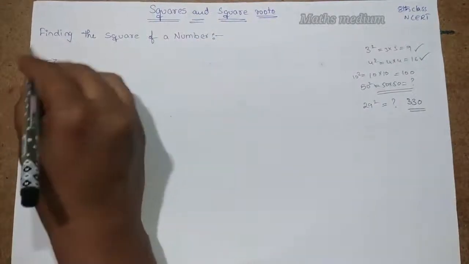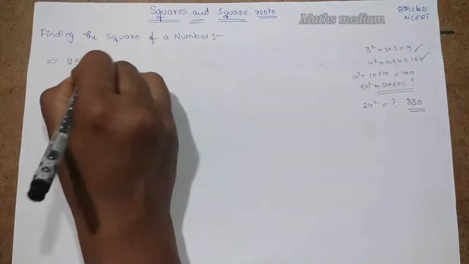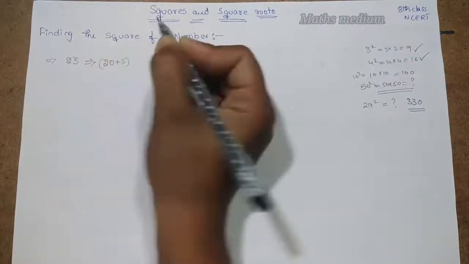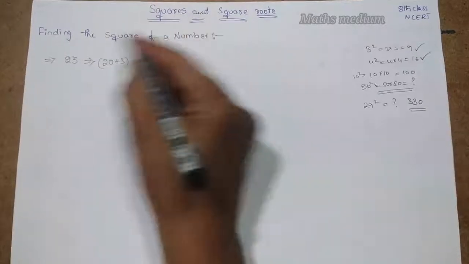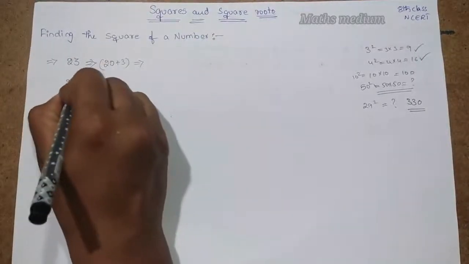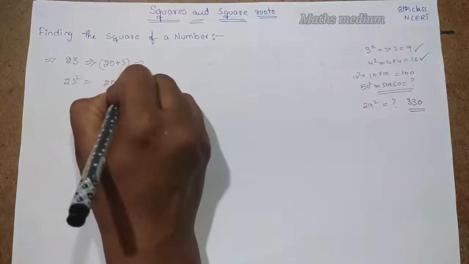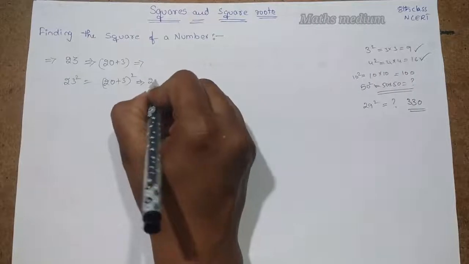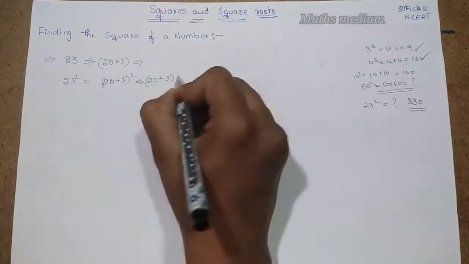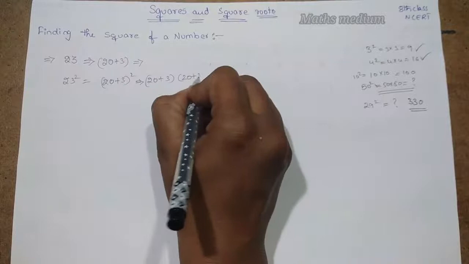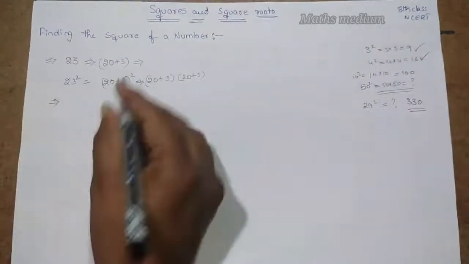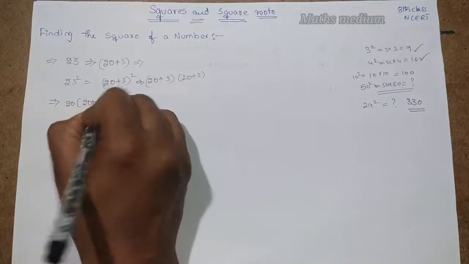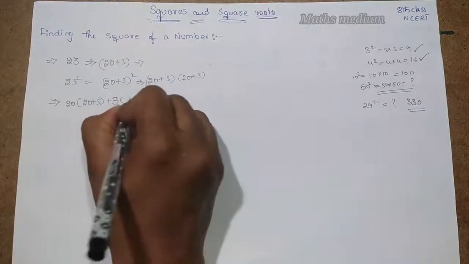Let's take a number like 23. How can it be represented in a simple way? 20 plus 3. Now we are going to square it. It means 23 square is equal to 20 plus 3 whole square. Now 20 plus 3 into 20 plus 3 as a square, right? Now here 20 into 20 plus 3 plus 3 into 20 plus 3.